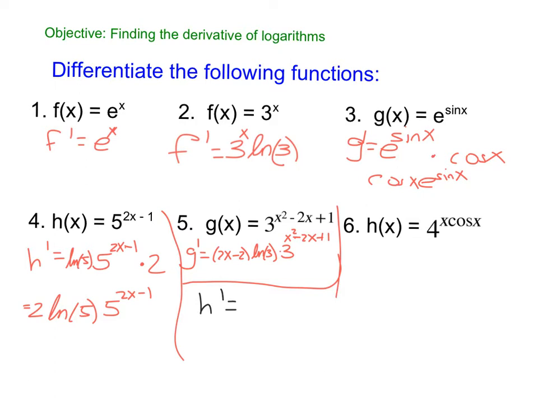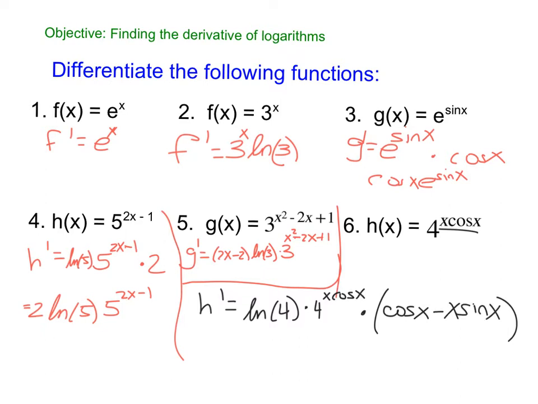So we have ln of 4. We're going to rewrite it. And then times, we have a product rule, right? X cosine x: derivative of the first, times the second, plus the first, derivative of the second. Derivative of cosine is negative sine.